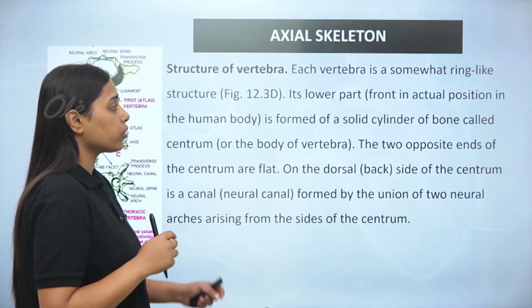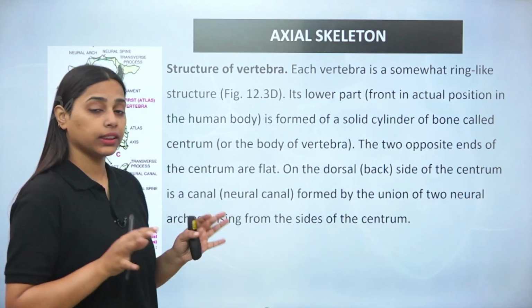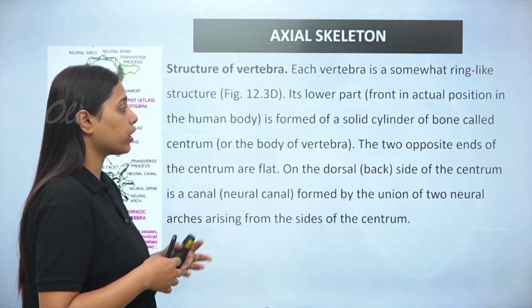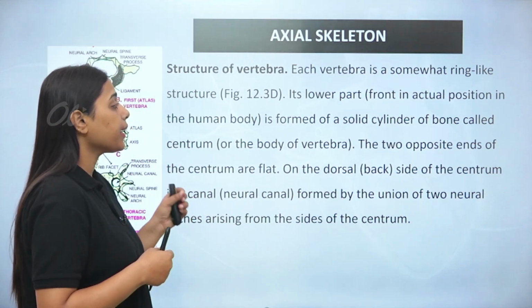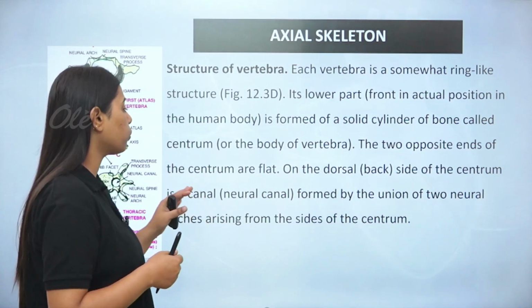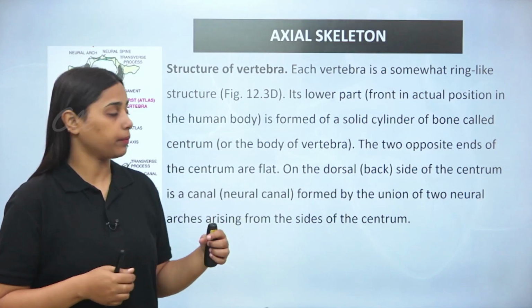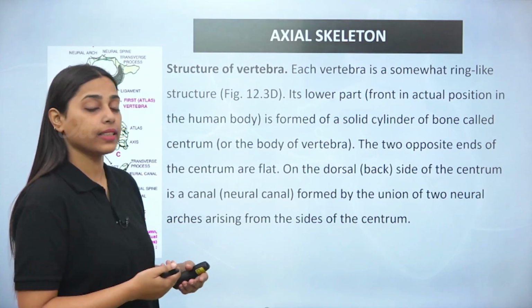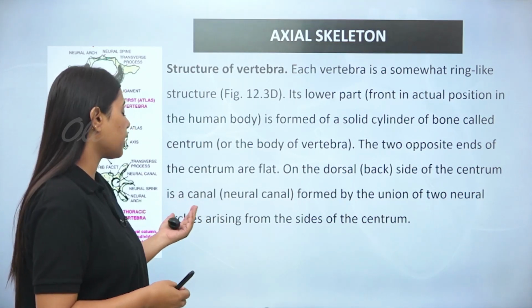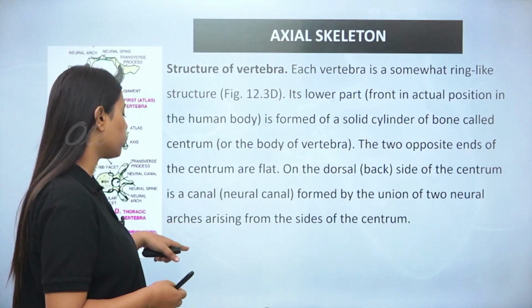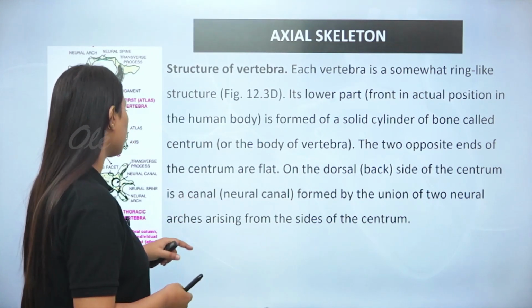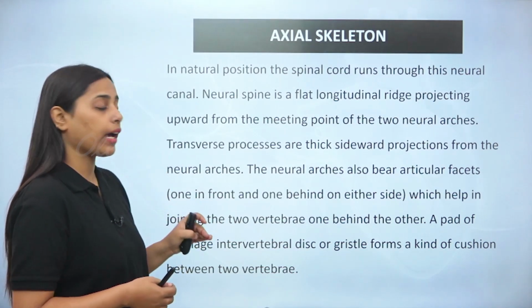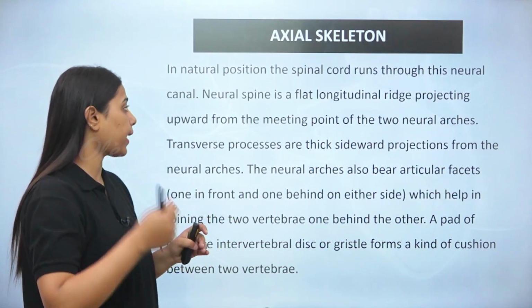Structure of a vertebra. Each vertebra is a somewhat ring-like structure. 33 rings are present, right? And it is divided into 4 to 5 divisions. Its lower part, at the front in the actual position in the human body, is formed of a solid cylinder of bone known as the centrum, or the body of the vertebra. The two opposite ends of the centrum are flat, and on the dorsal, that is the back side of the centrum, is a neural canal formed by the union of 2 neural arches arising from the sides of the centrum. In natural position, the spinal cord runs through this neural canal only, from the dorsal side.